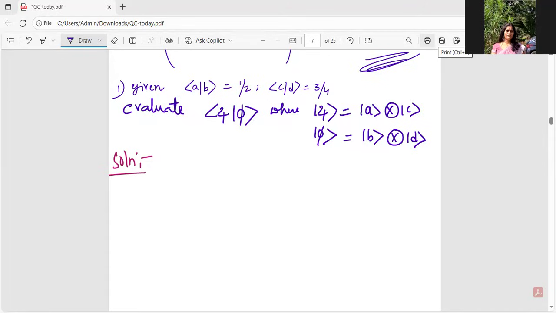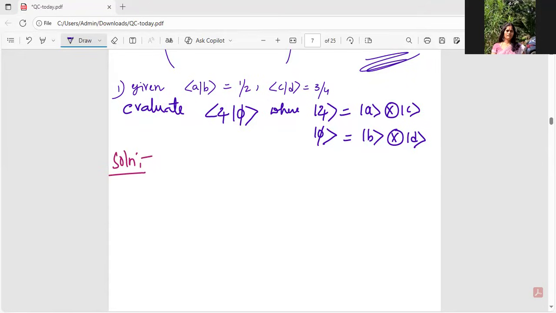Okay, let's see one more example. You are being given the inner product of AB to be 1 by 2 and CD to be 3 by 4. But asked to evaluate the inner product of ket xi and phi, where ket xi is defined as a tensor product between ket A and ket C. Ket phi is defined as tensor product between ket B and ket D. Let's see how to do it.